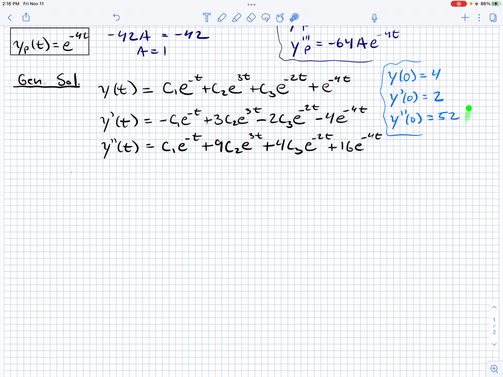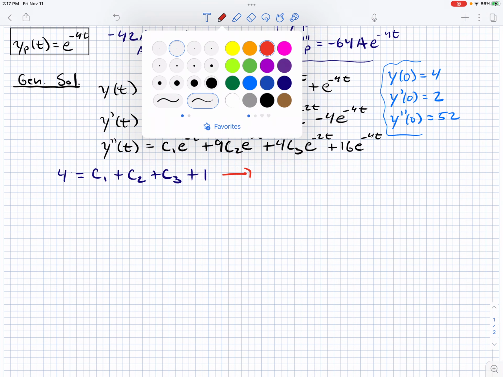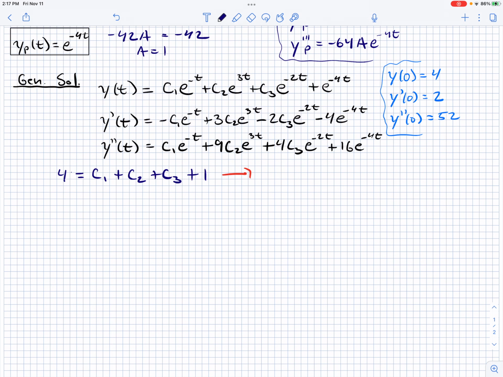Now we can plug in our initial values to get equations with just C1, C2, and C3. So doing that now, we have 4 being equal to C1 plus C2 plus C3 plus 1. And I am going to get all the variables on one side and the constant on the other. So this would become 3 being equal to C1 plus C2 plus C3.